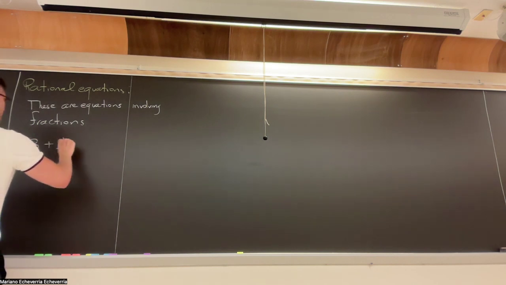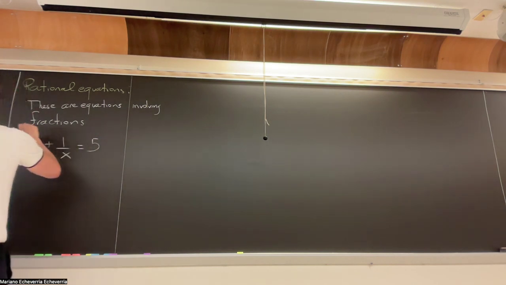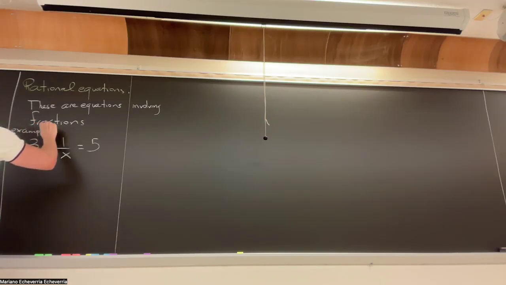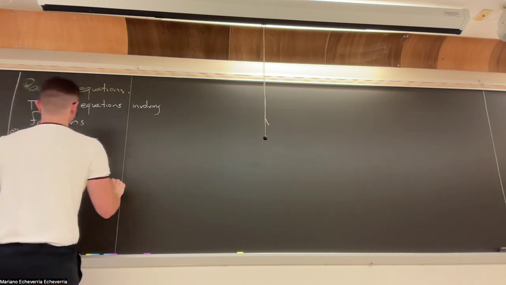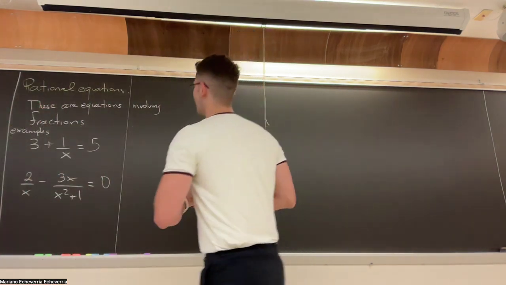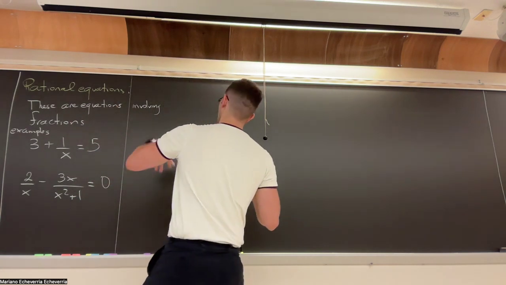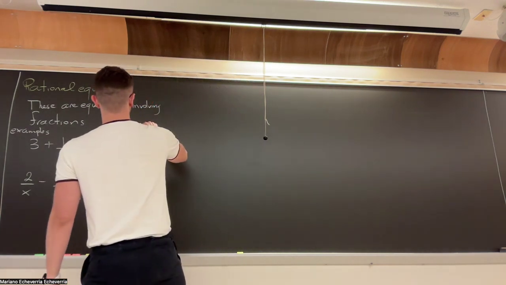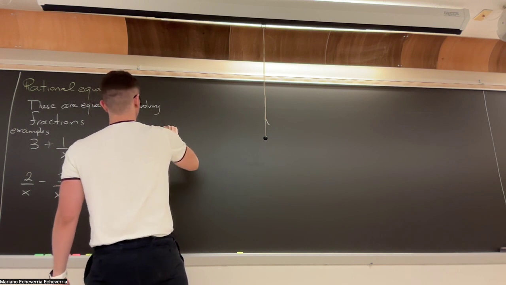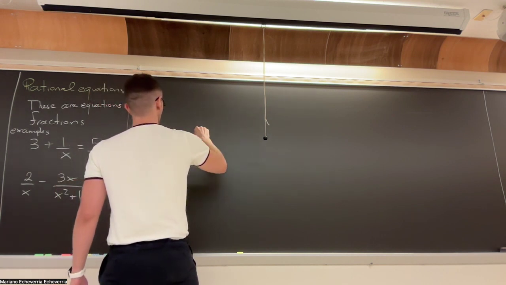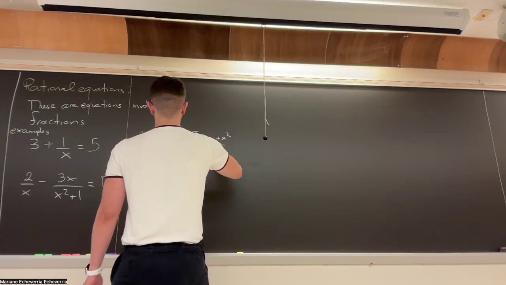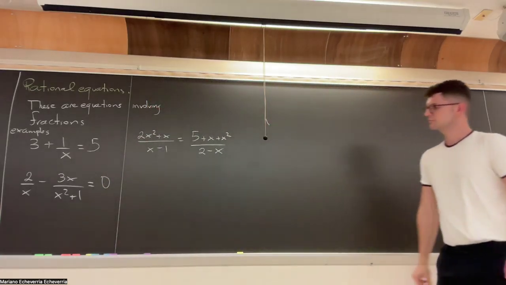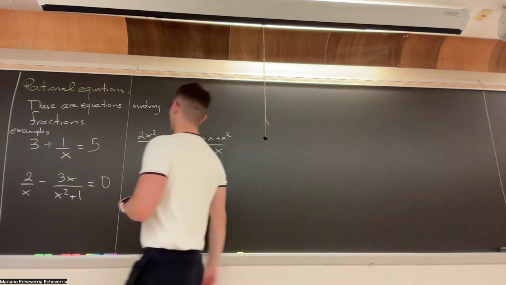So here's one. Here's some examples. This is another example. You could also have fractions both on the left side and the right side. So here's another one. Let me put another one.